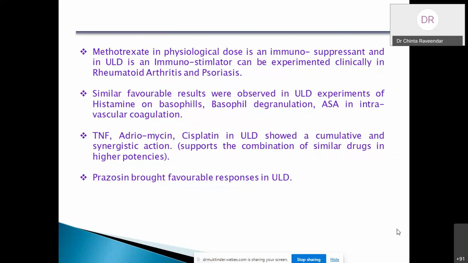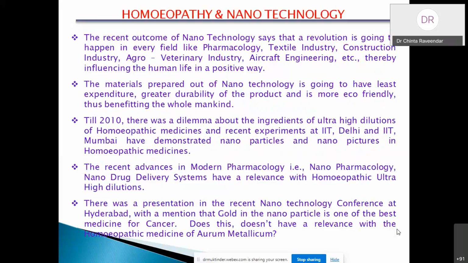And finally, there is prazosin, which brought a lot of favorable changes in alpha blockers. So this is contributing a lot to our law of minimum dose. Next. Now, everybody knows about homeopathy and nanotechnology. Let me also share one of the slides. Clinical application also, everybody knows the outcome of IIT Bombay and IIT Delhi and CCRH also.